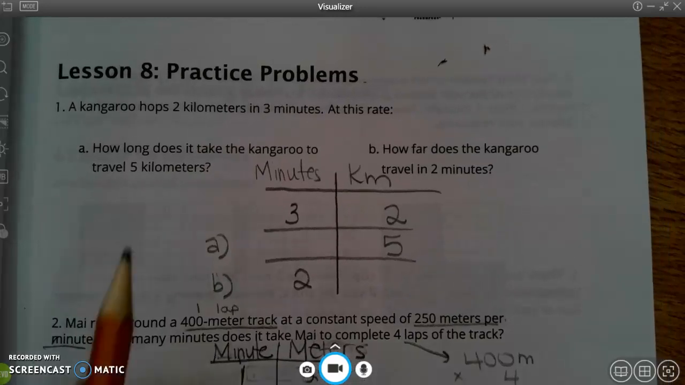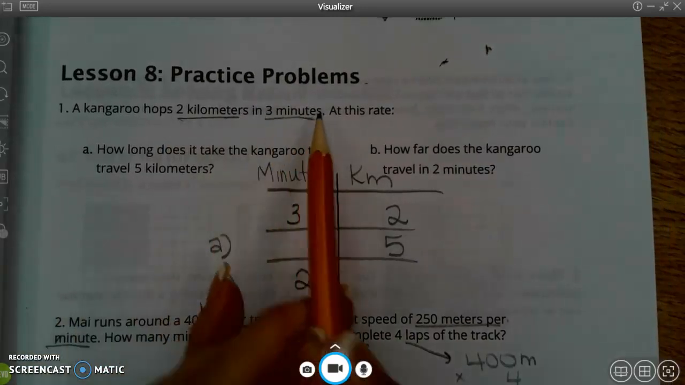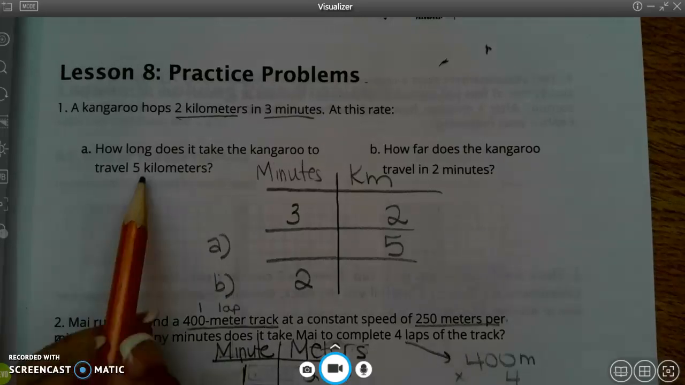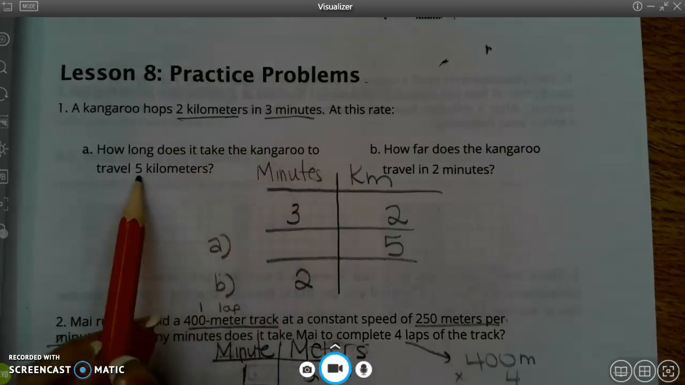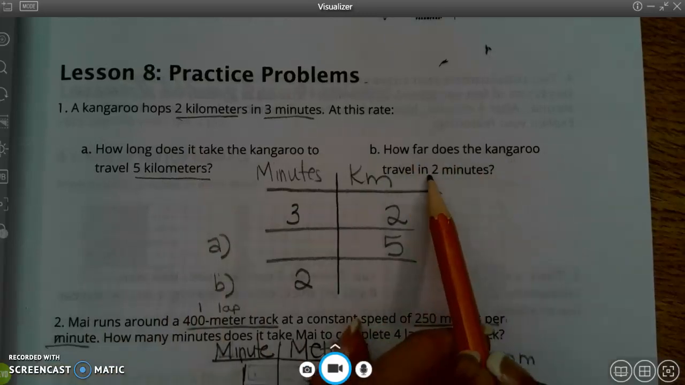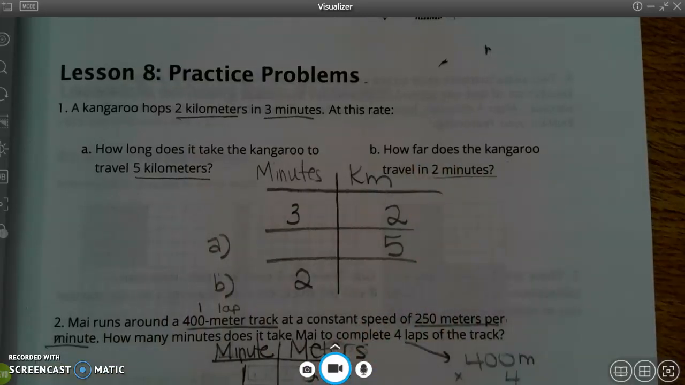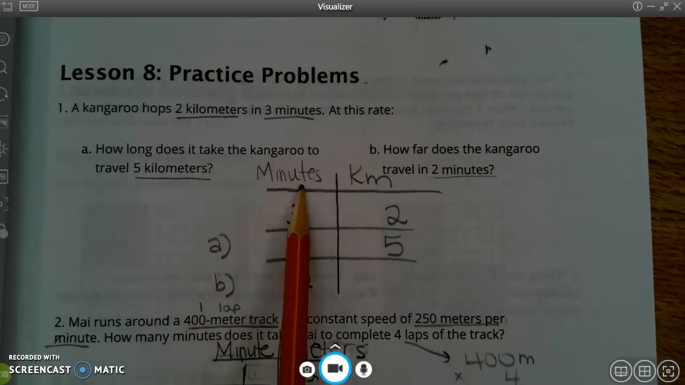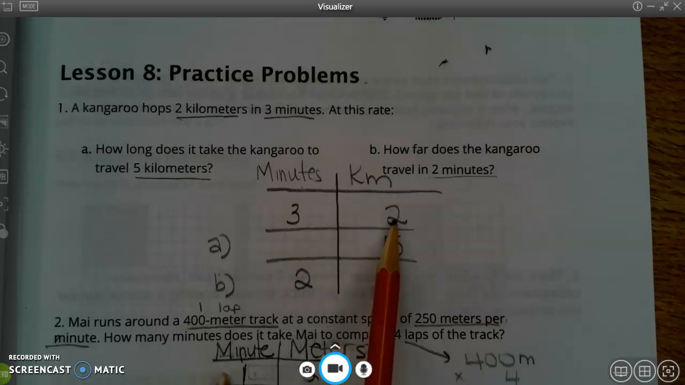A kangaroo hops 2 kilometers in 3 minutes. At this rate, how long does it take the kangaroo to travel 5 kilometers? And how far does the kangaroo travel in 2 minutes? For this problem, I set up a table to show that it takes 3 minutes to run 2 kilometers.